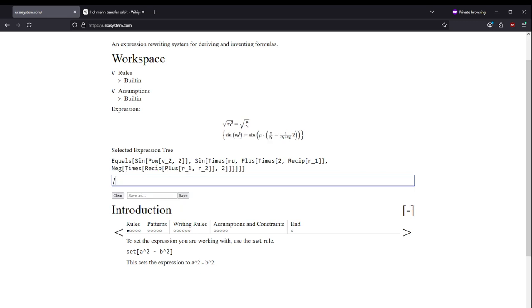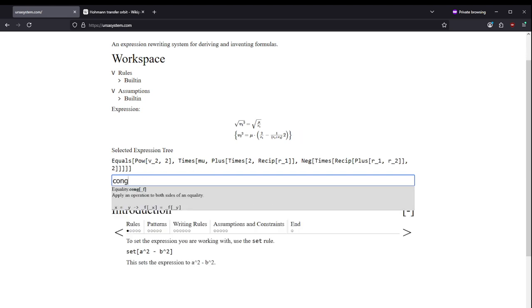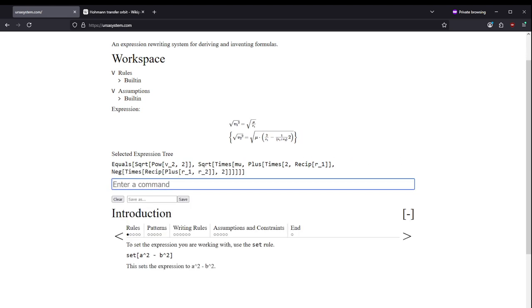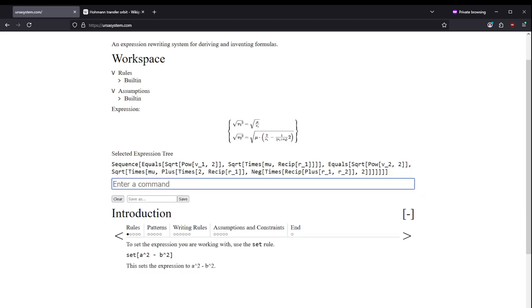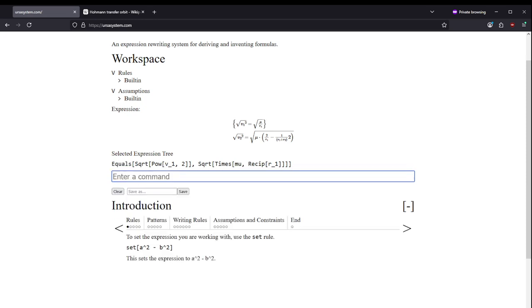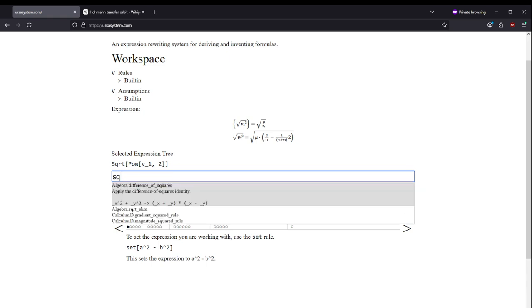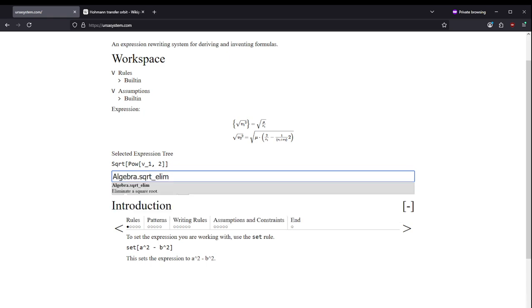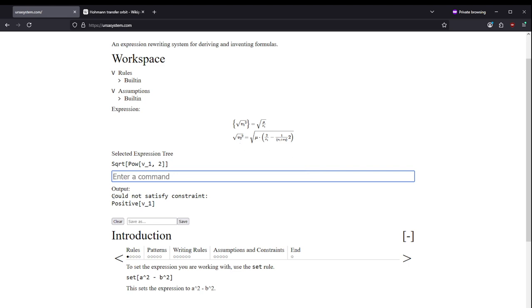We get sine of, but we don't really want to use the sine function here. We want to use square root. Cong square root. So now we've got the square root of both sides. And we want to take v2 minus v1, but we've got the square root of v2 squared and the square root of v1 squared. So we want to eliminate the square root. There is a rule called square root elim that eliminates square roots. And if I run that now, you'll see what happens. It says, could not satisfy constraint positive v1.